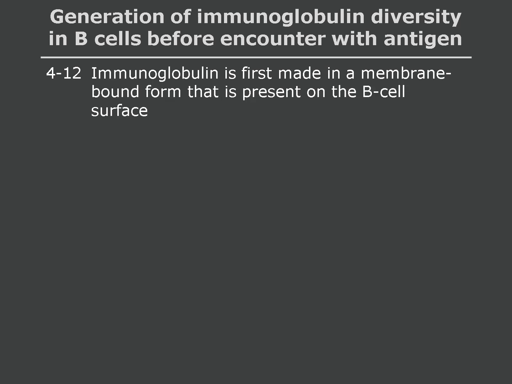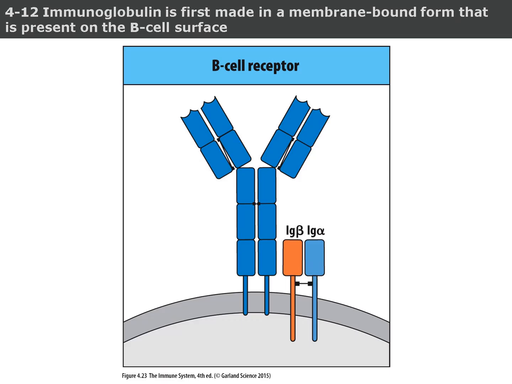Immunoglobulin is first made in a membrane-bound form that is present on the B cell surface. This figure shows the structure of the B cell receptor, which is the membrane-bound form of immunoglobulin found on the surface of immature and naive B cells. The receptor is composed of a membrane-anchored immunoglobulin molecule, shown here in blue. This membrane-bound form retains the same antigen specificity as its secreted counterpart, but includes a transmembrane region that allows it to remain anchored in the cell membrane.